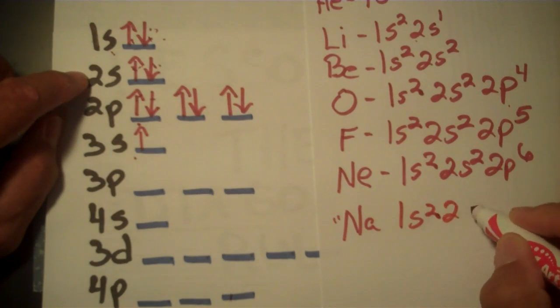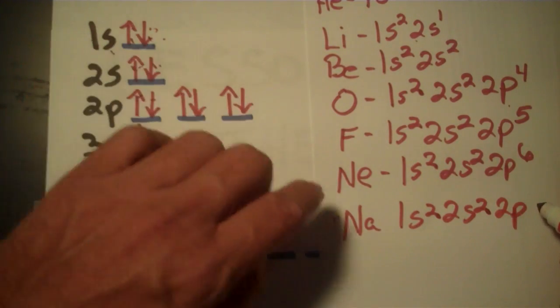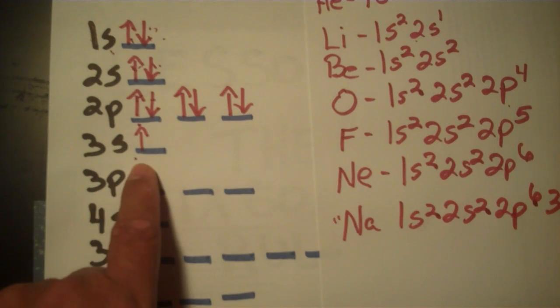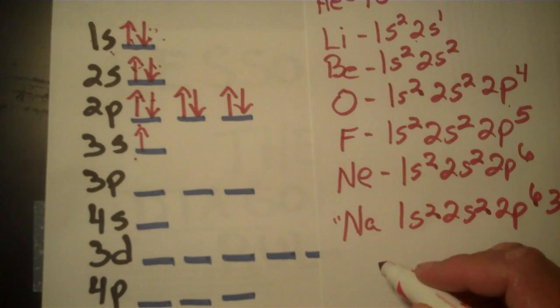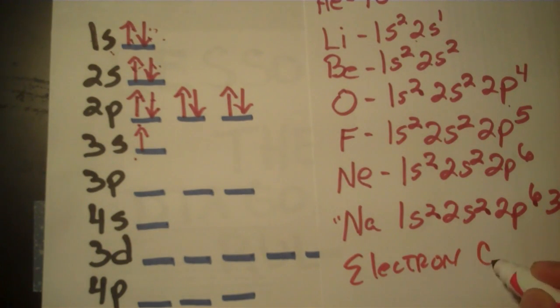1s2, 2s2, 2p6, and then 3s1. Those are the electron configurations for those elements.